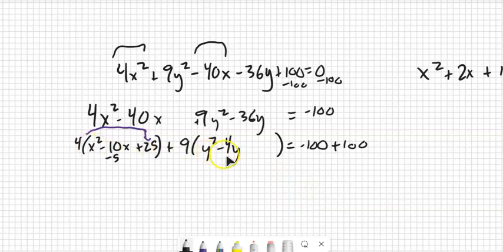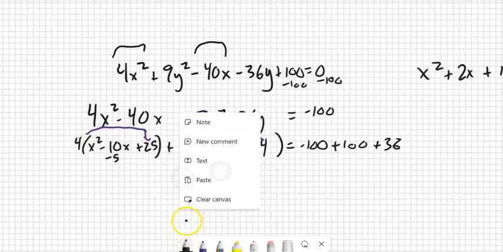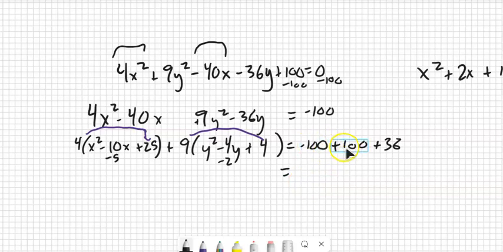I'm going to do the similar thing over here. Half of negative 4 is negative 2. If I square that, that's a 4. I've completed this square, but that 4 is really worth 36. So I'm going to add 36 to this side as well. Okay, so now I'm going to clean some stuff up. Negative 100 plus 100 is 0 plus 36 is 36.